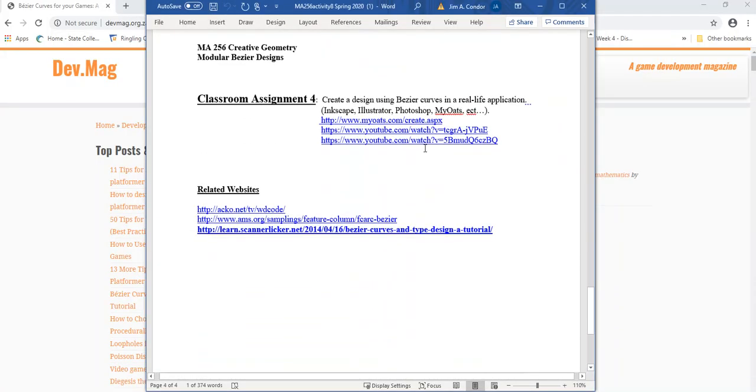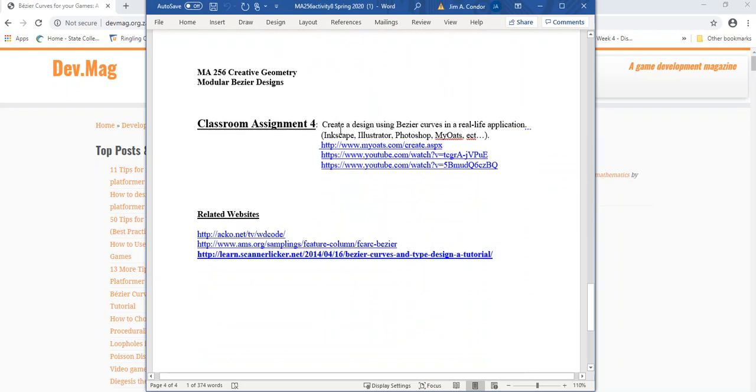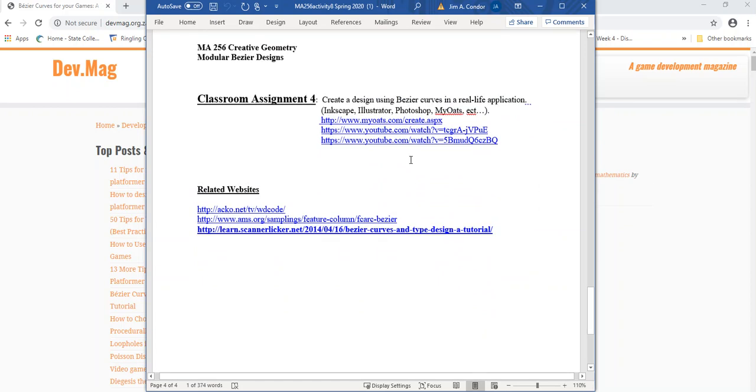And the last thing, classroom assignment 4, create a design with Bezier curves. So real life application, something you should be thinking about for your project. And the myotes, again, is being fussy. Sometimes it works, sometimes it's not. So you could try that. That's a very simple program that uses them. You can try Illustrator. There are some programs online that use Bezier curves, freebies, or again, see what you can come up with on this.